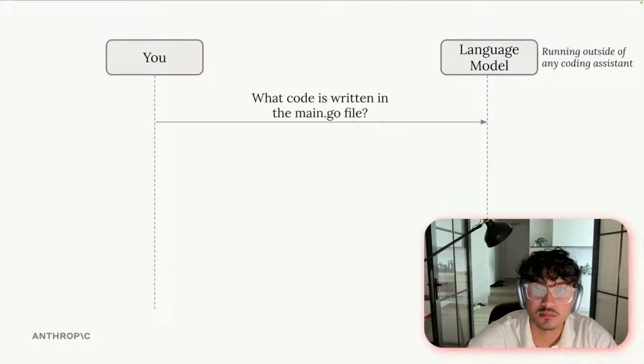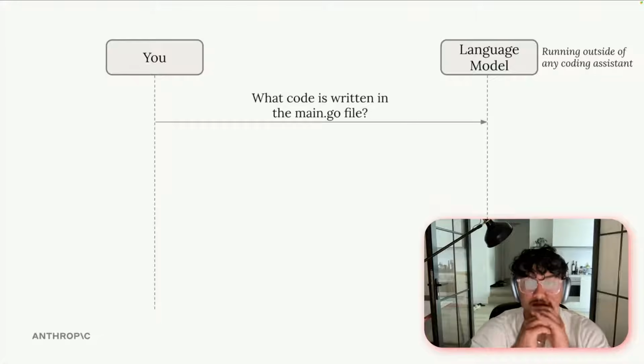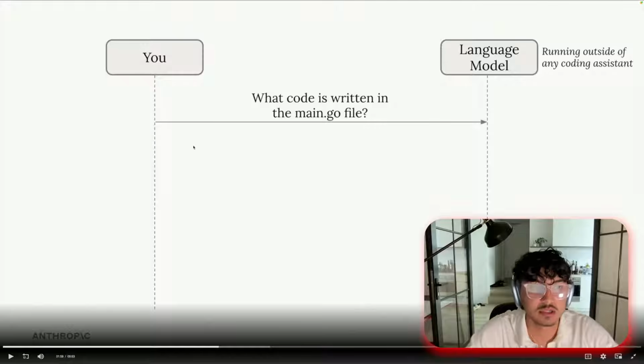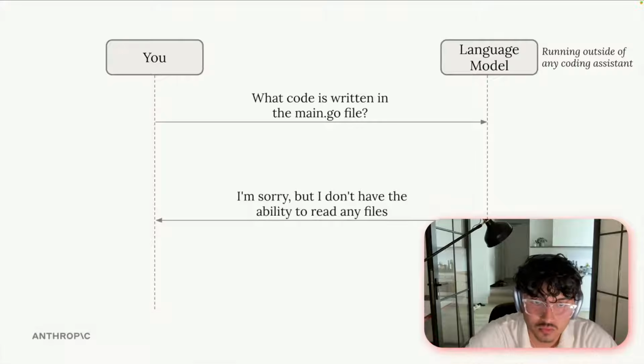Let's imagine that we are interacting with a language model directly, so it's not running inside of any coding assistant or anything like that. Let's then imagine that we ask this language model directly what code is written. All right, hang on a second. So this is me. What code is written in the main.go file? Language model running outside of any coding system. Inside the main.go file. Language models running outside the context of any coding assistant or similar tool do not inherently have the ability to, say, read a file or write a command or anything like that.